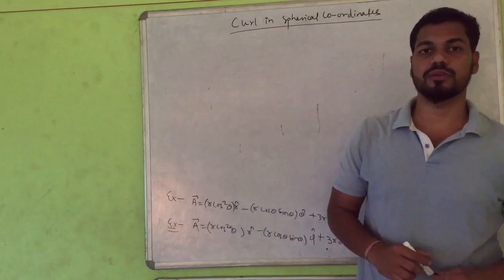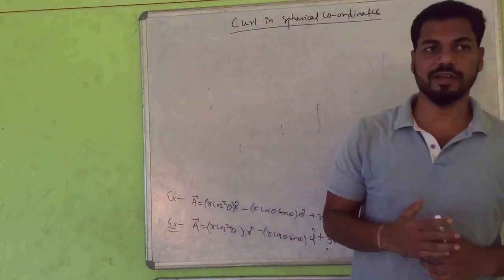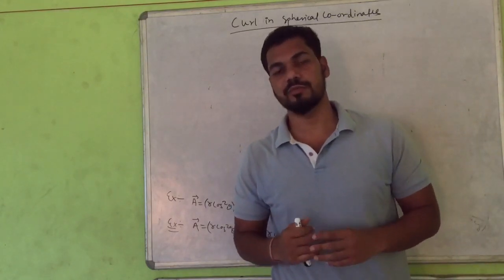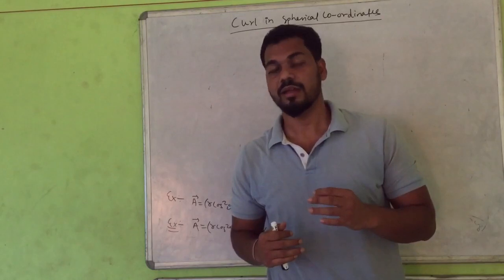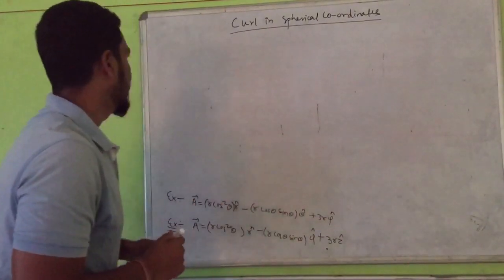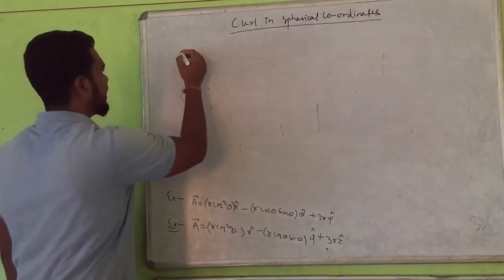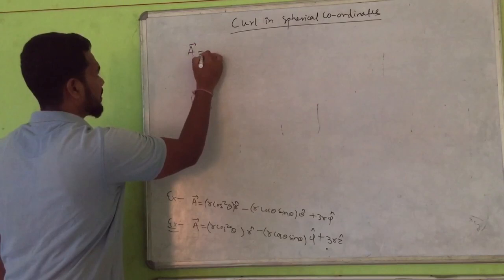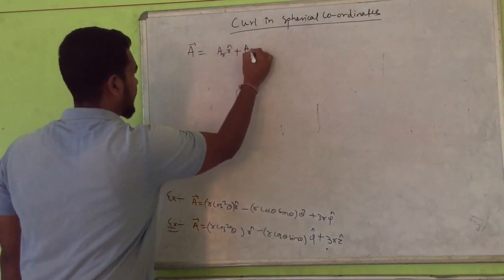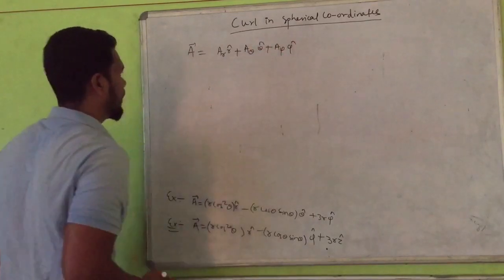In this video, we are going to discuss how to find the curl of a vector field when the vector is in cylindrical coordinates. And we will solve two problems for understanding the concept better. So, the general form of a vector in spherical polar coordinates can be written as a vector A equals A_r r cap plus A_theta theta cap plus A_phi phi cap.